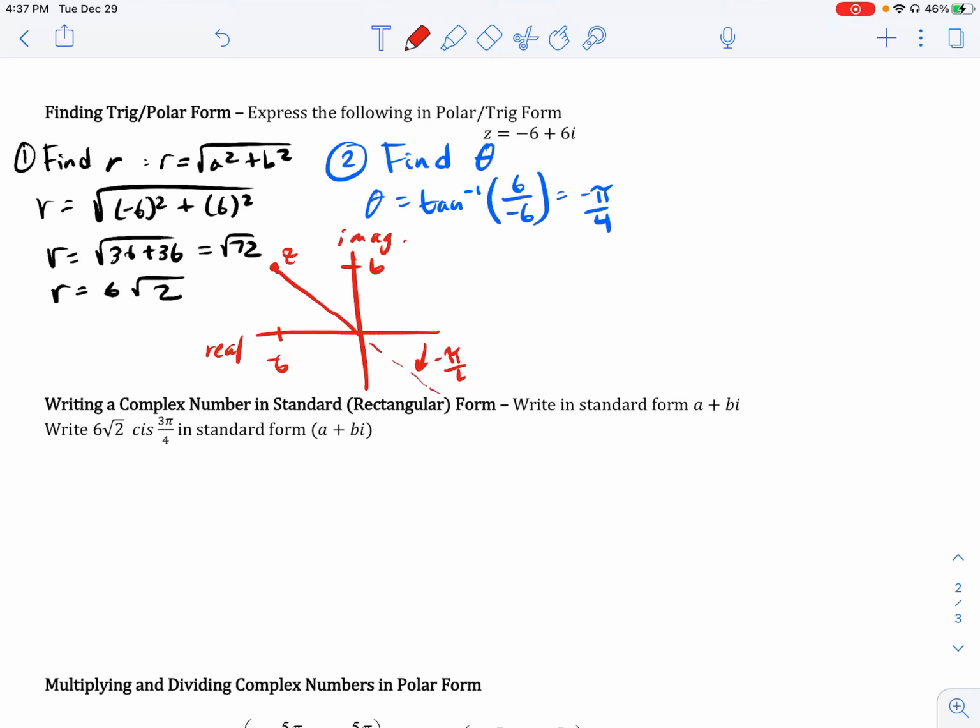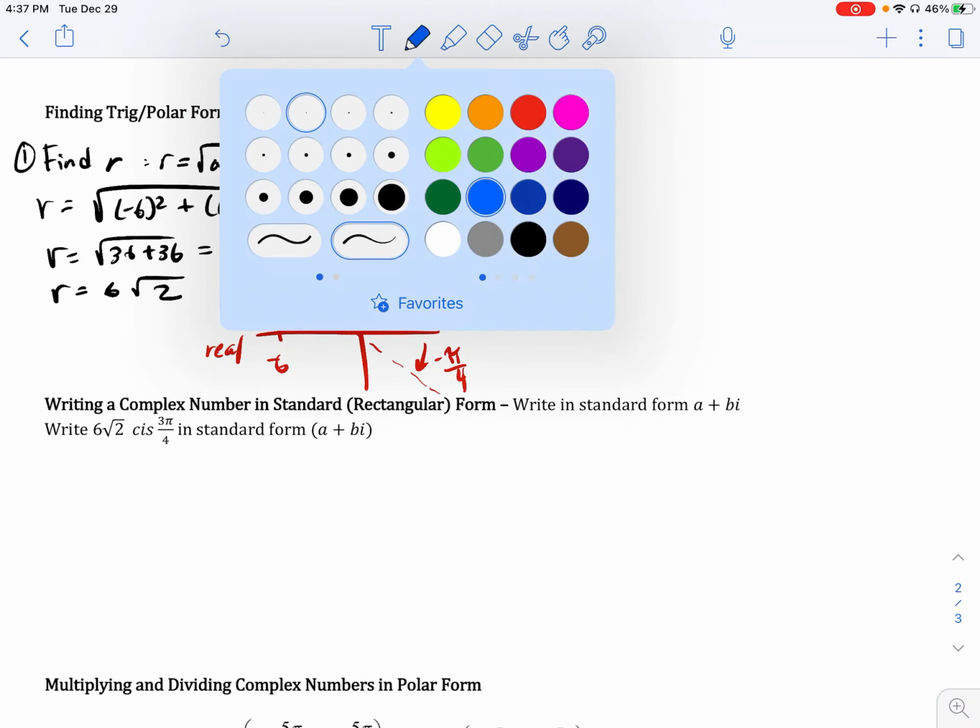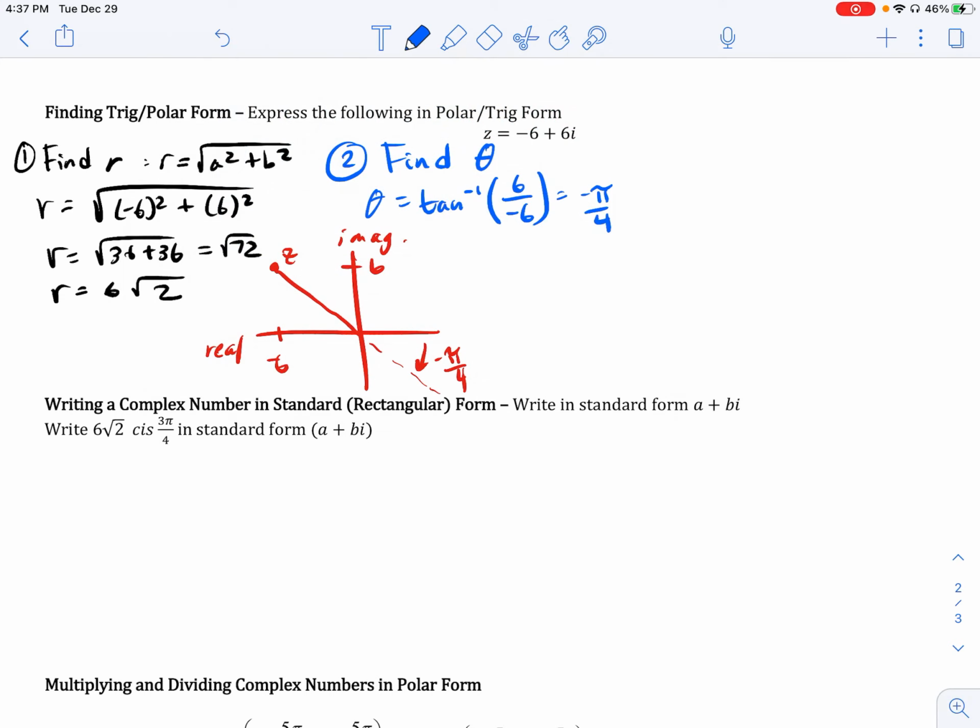So it's always important for us to think about where our complex number is and ask ourselves, how then can we use negative pi over 4 to express what the actual angle is here? What is this angle theta? Theta would actually be negative pi over 4, this angle, plus pi. That's how we get it into quadrant 2. So theta is actually 3 pi over 4. We don't want to use negative pi over 4. Our angle is actually 3 pi over 4.